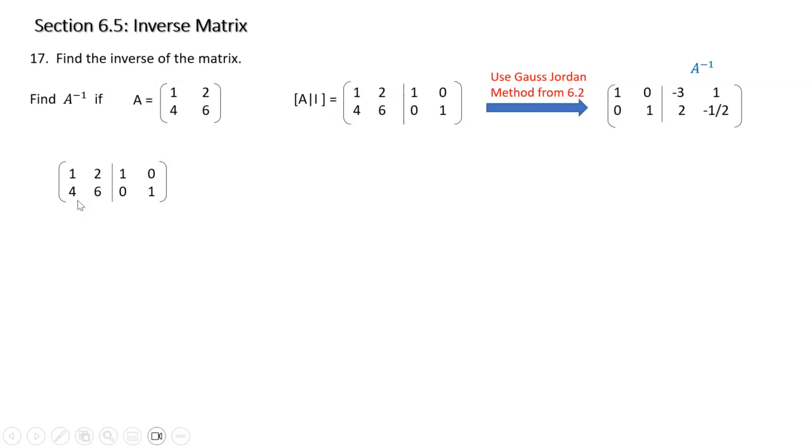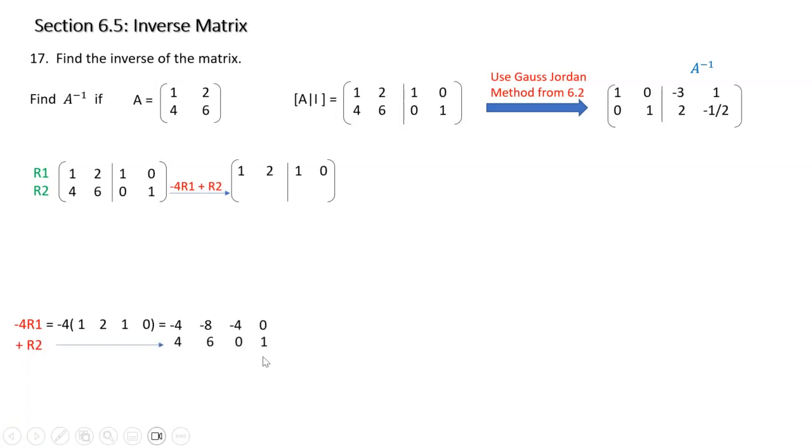So first, step 1, I'm going to multiply negative 4 times row 1 and add it to row 2. If I do that, this is my work here. Negative 4 times 1, 2, 1, 0. This is what we get, negative 4, negative 8, negative 4, and 0. And when we add it to row 2, which is 4, 6, 0, 1, it's going to give us 0, negative 2, negative 4, and 1. So that's my new row 2.